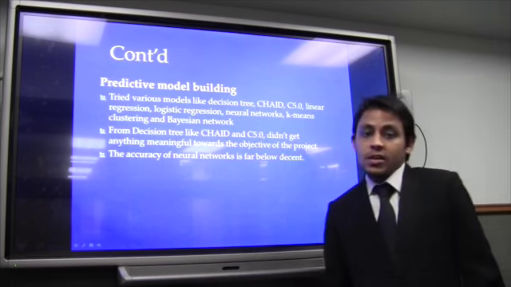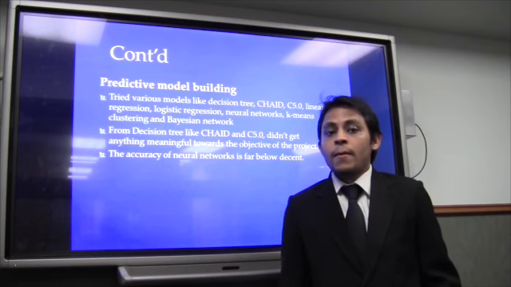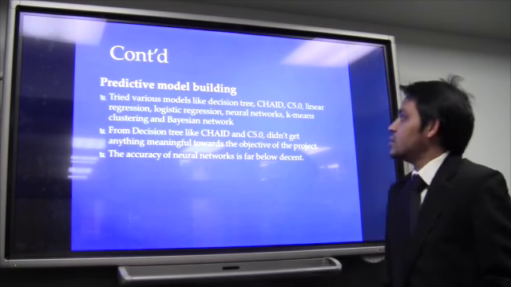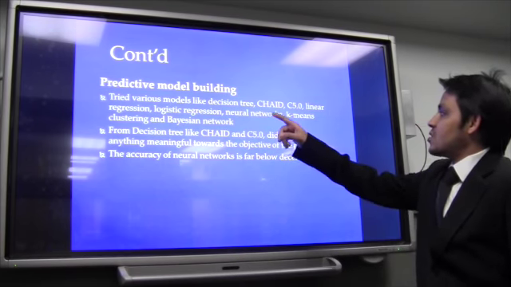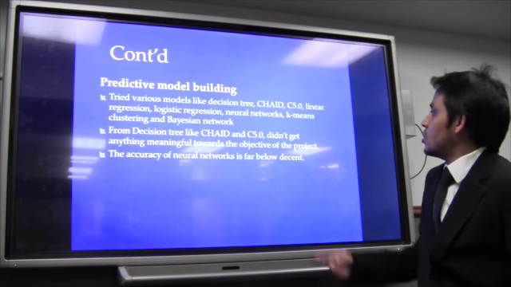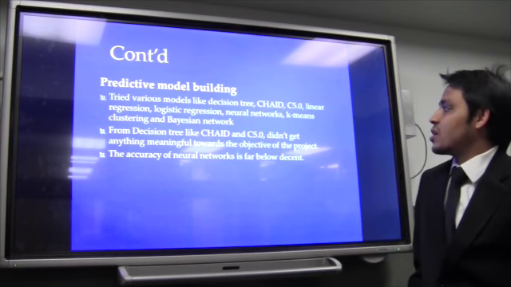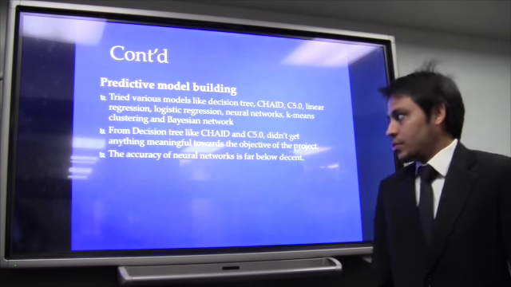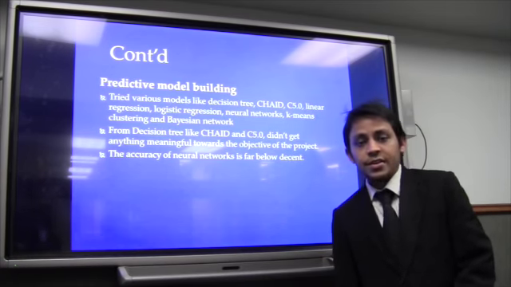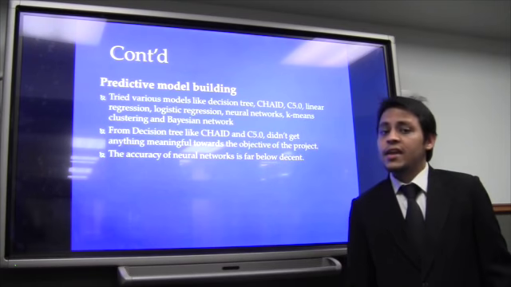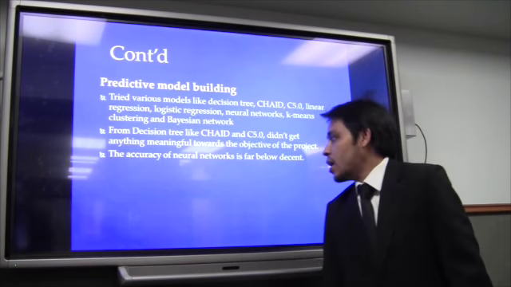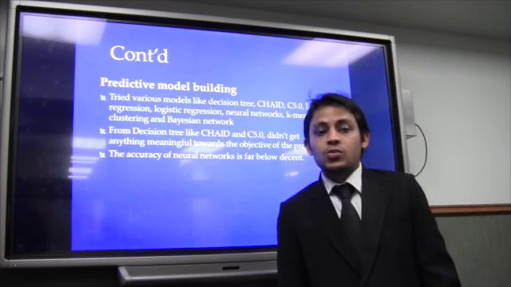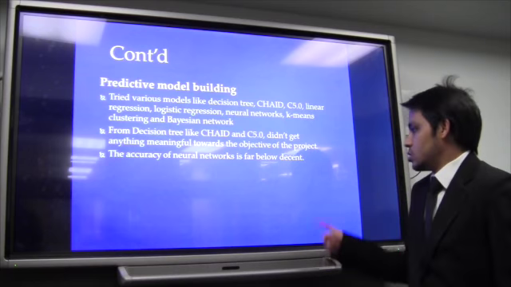After that, we did predictive modeling, which is required for the primary objective. We have done various modeling techniques. First, we did decision trees using CHAID and C5.0, then linear regression, logistic regression, neural networks, k-means clustering, and Bayesian network. From decision trees like CHAID and C5.0, we didn't get any result which is worthwhile. Also from neural networks, the accuracy is very low, which would make the model unfit to use.